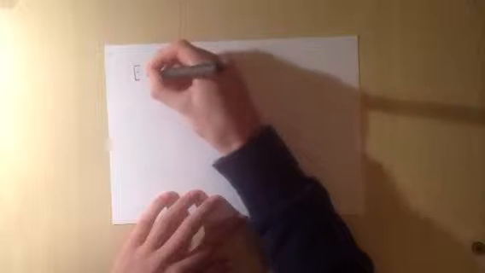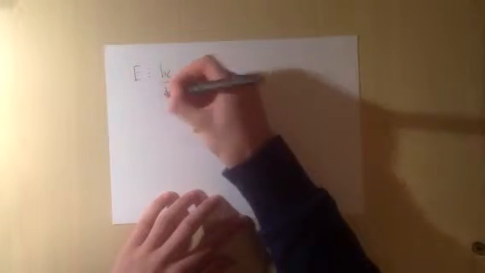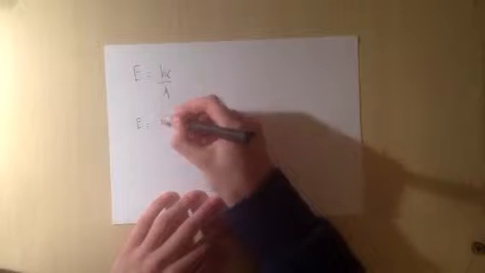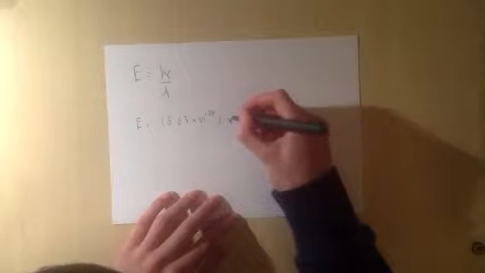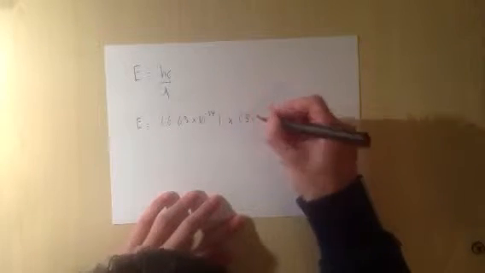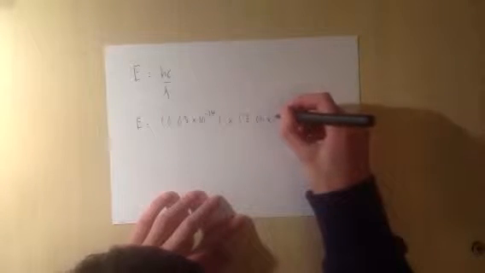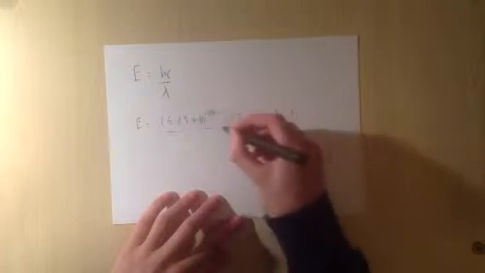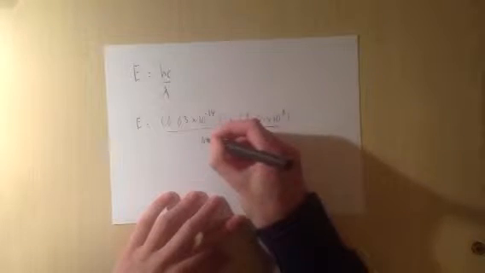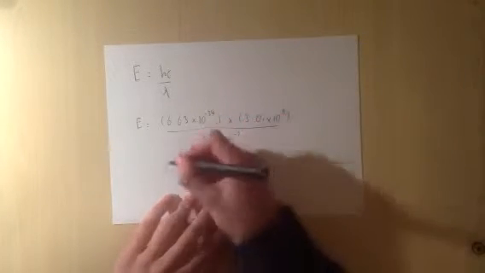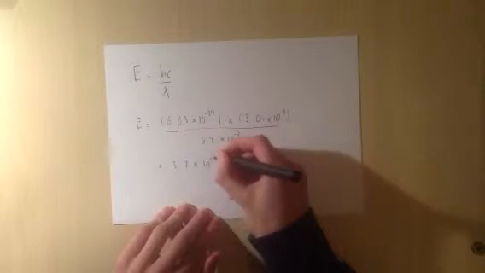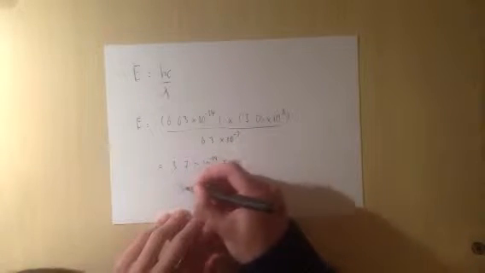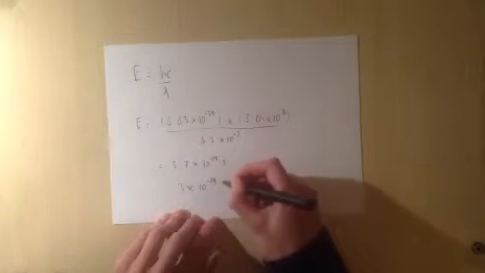Question 1. For this we use the equation E equals hc over lambda. So you get E equals Planck's constant, 6.63 times 10 to the minus 34, times c, 3.0 times 10 to the 8. We divide this by the wavelength, which is 6.3 times 10 to the minus 7, which gives an answer of 3.2 times 10 to the minus 19 joules, which is about 3 times 10 to the minus 19 joules.